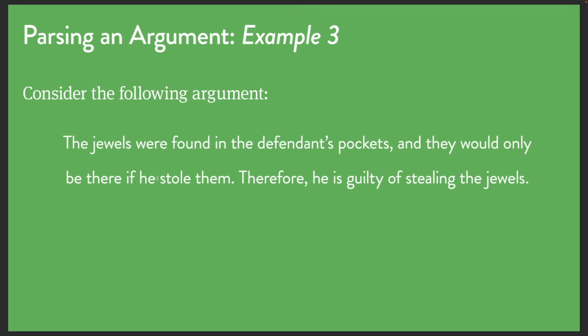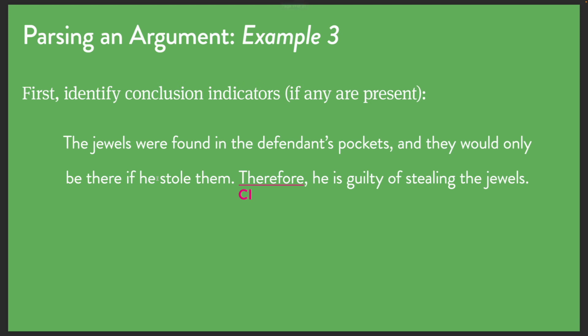The jewels were found in the defendant's pockets, and they would only be there if he stole them. Therefore, he is guilty of stealing the jewels. So again, we do the usual. First, identify any conclusion indicators, and we have one here. Therefore, that's our conclusion indicator. So that's good. We know that what's going to follow is probably going to be a conclusion, because that's what therefore usually does. So we've underlined it.